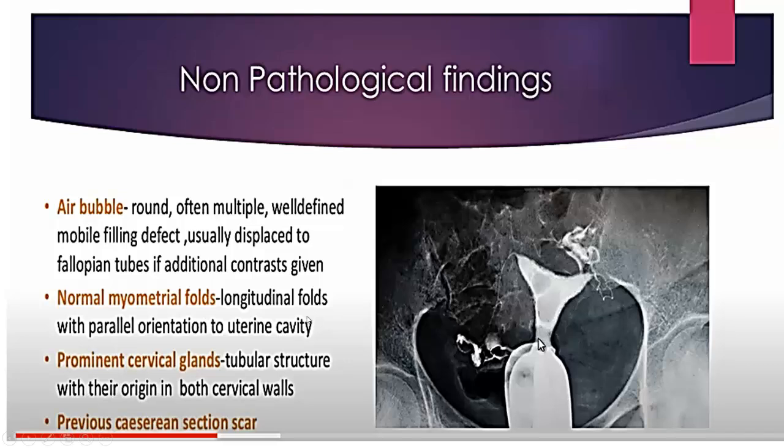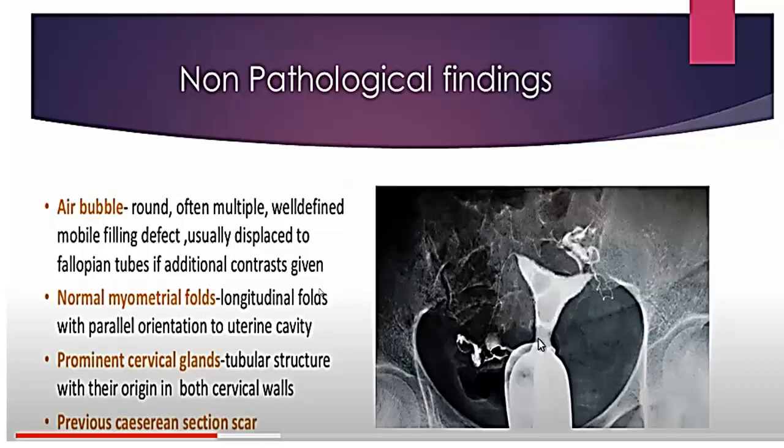Sometimes we see normal non-pathological findings like air bubbles. With air bubbles you must take care, as we said before, that the cannula must be vertical and try to get all the air outside first. The air bubbles are rounded, often multiple, well-defined, and mobile, so you have to change the position of the patient. They are usually displaced to the fallopian tube if additional contrast is given.